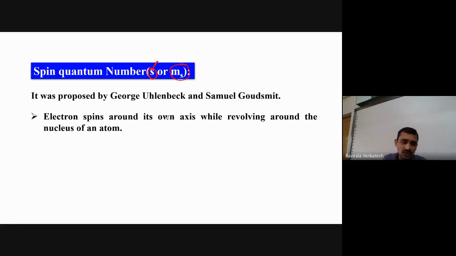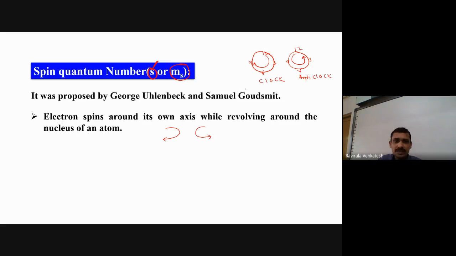Whenever an electron is revolving around the nucleus, it will also spin around its own axis. It may spin clockwise, or it may spin anti-clockwise. Like a clock, if you observe, 12, 3, 6, 9, the clock always moves like this. This is called the clockwise direction. Anti-clockwise direction is the opposite way, 12, 9, 6, 3. This is called anti-clockwise.